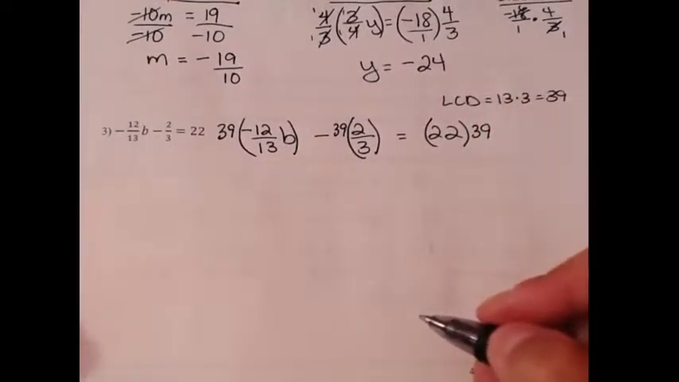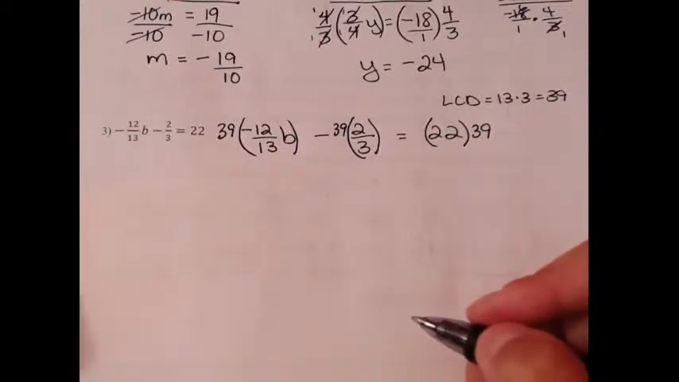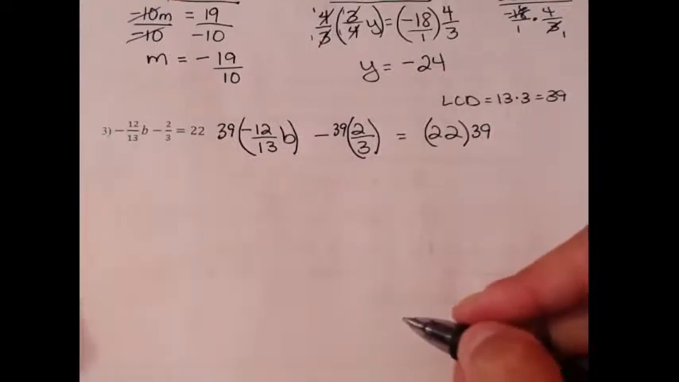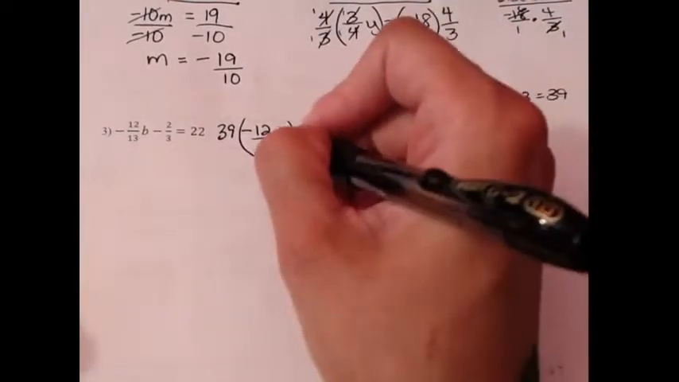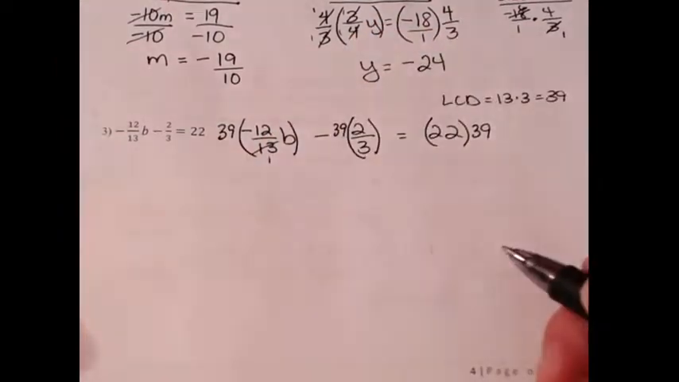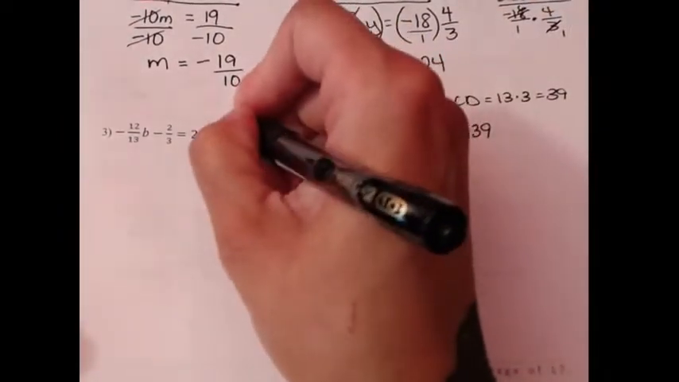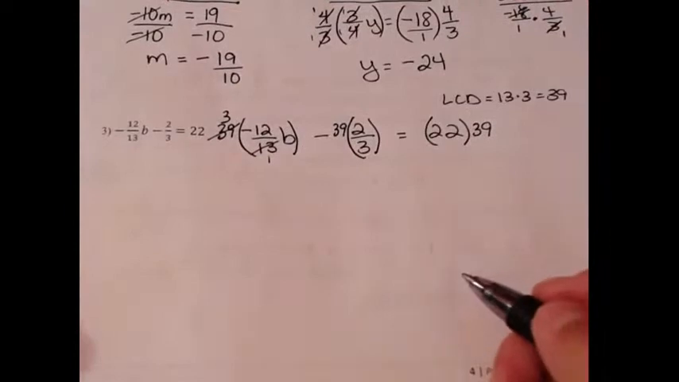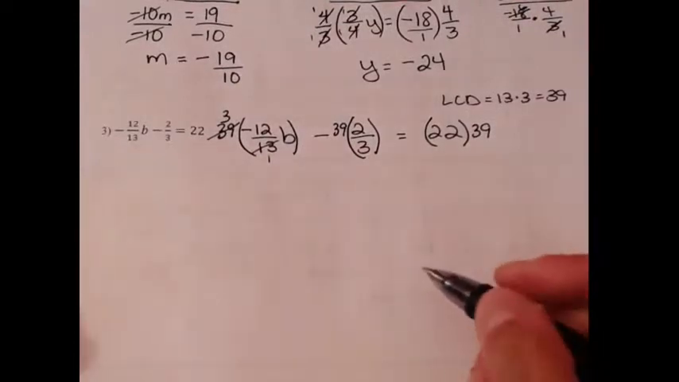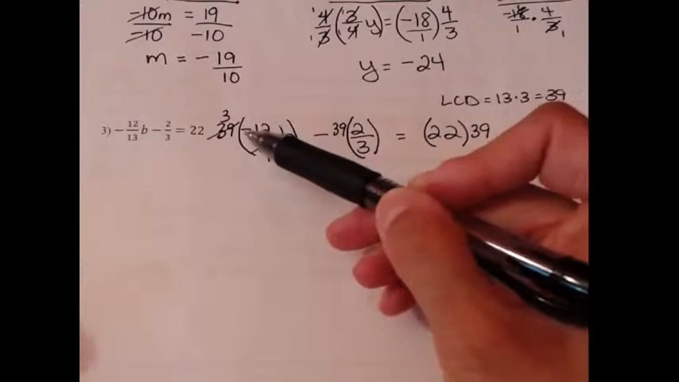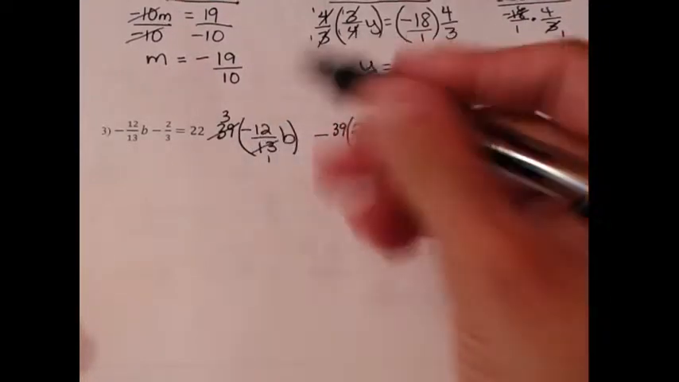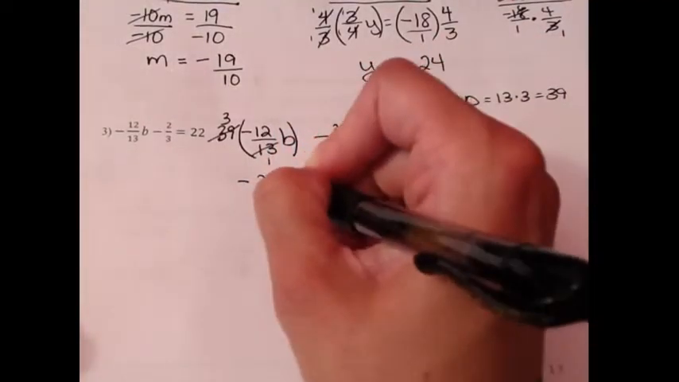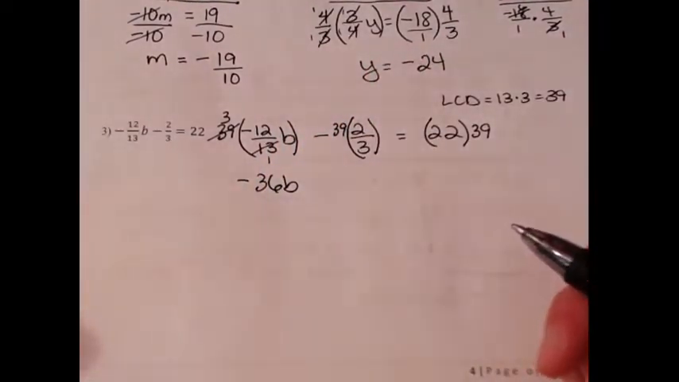Okay, I'm going to multiply every term by 39. Now check this out. 13 can go into 39 three times. So 13 goes into itself once, and 13 goes into 39 three times. Now if I read what's left, you will see this says 3 times negative 12b. 3 times negative 12b gives us negative 36b. And guess what? No more fraction.